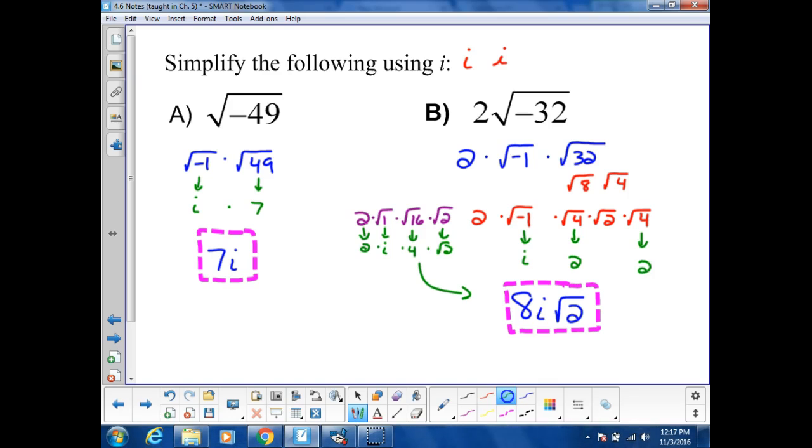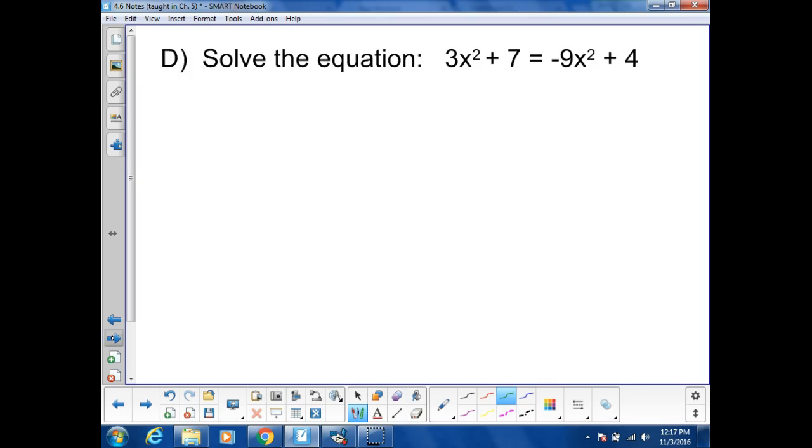Where we're going with this is we are going to be solving equations with it. Solving equations with it. So, how would you go about solving that equation right there? One way would be get it equal to 0. Or because there's no linear term, we could do what?